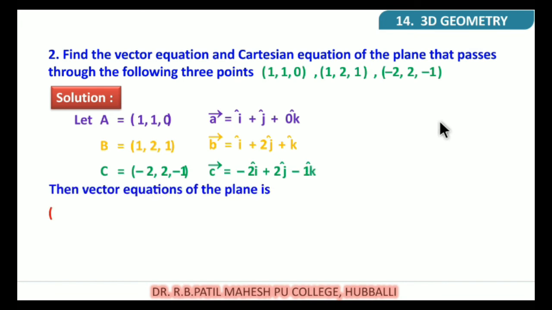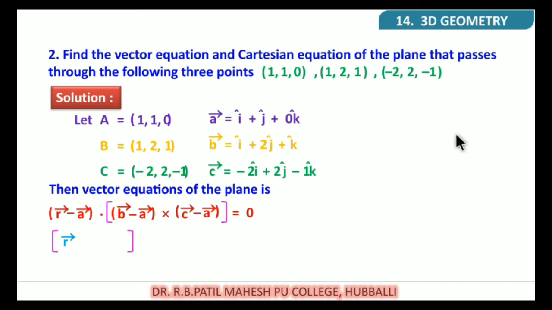Now, the vector equation of the plane is given by (r minus a vector) dot product with the cross product of (b minus a vector) and (c minus a vector), which is equal to 0. So, this is the vector equation of the plane. Now, we can replace the values here.